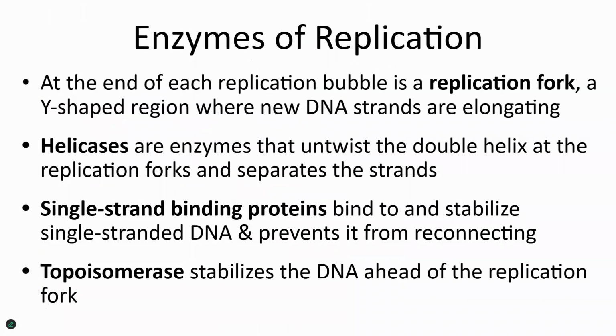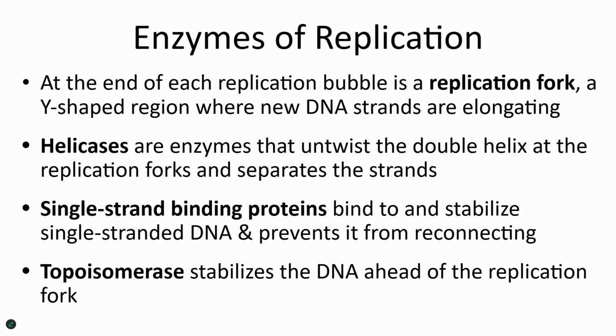So if we look at some of the enzymes involved in DNA replication, again, we've got that origin of replication that opens up and unzips the molecule, and it's going to create replication forks in both directions. The helicase enzyme is going to be the enzyme that will untwist the double helix and it will separate, breaking the hydrogen bonds between the two strands. And so it's said to unzip the DNA.